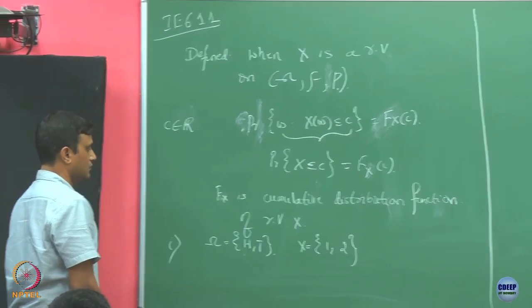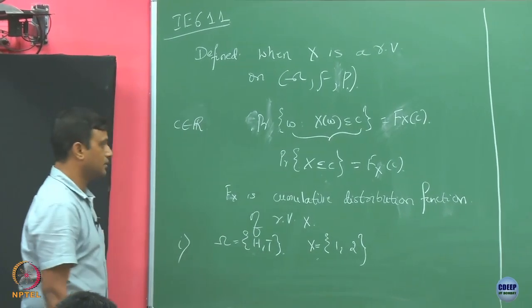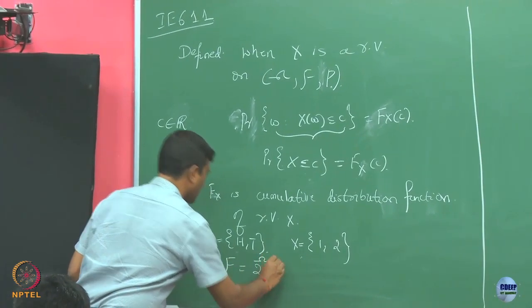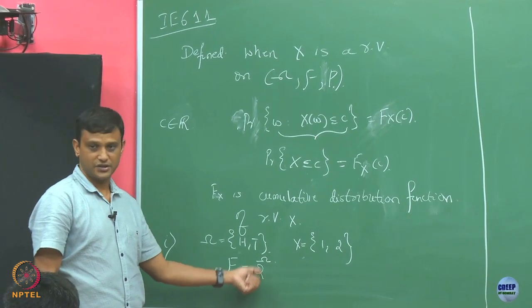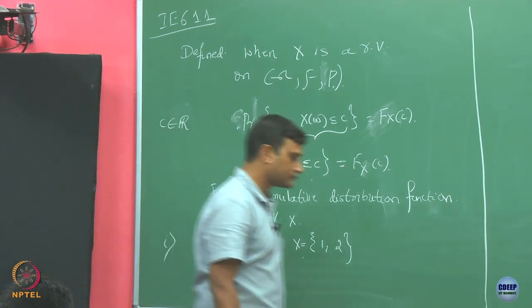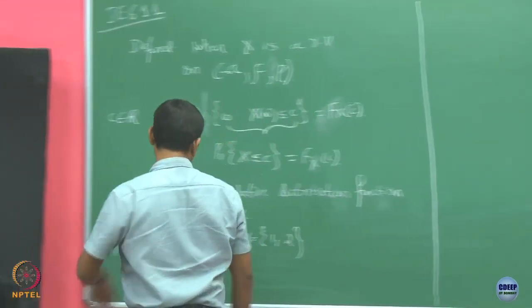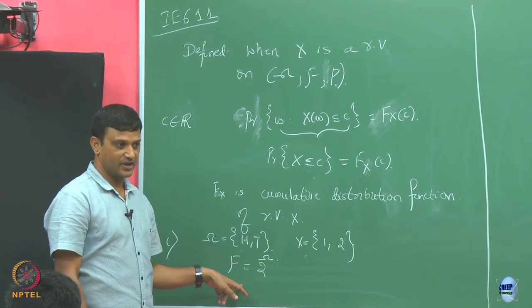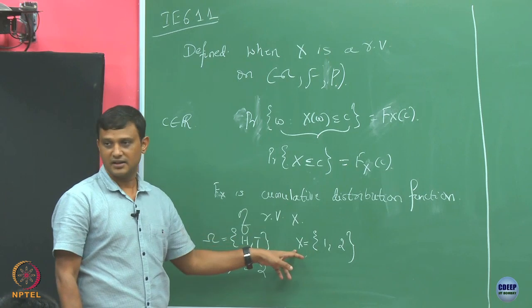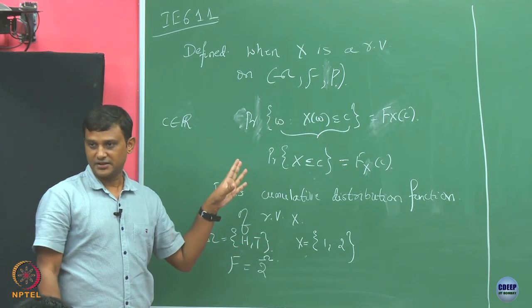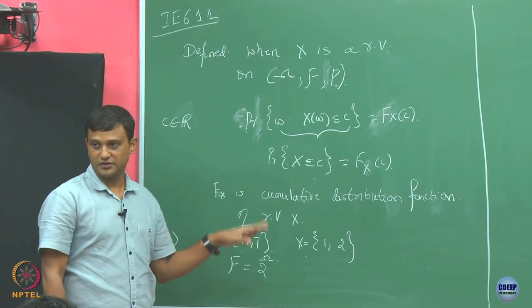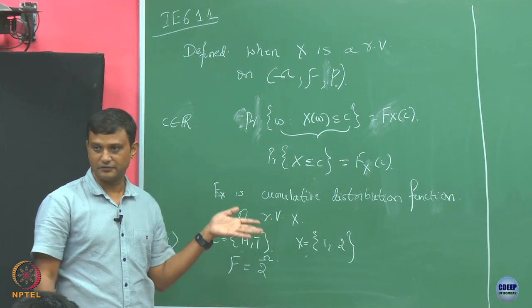Now assume my sigma algebra F is just the power set of my omega. To understand this notation, 2 to the power omega means just the power set, all possible subsets of my omega. Now this X is F measurable, right? Because we have discussed last time that if your F happens to be the power set, then any random variable you define on that is going to satisfy the properties of the random variable definition.